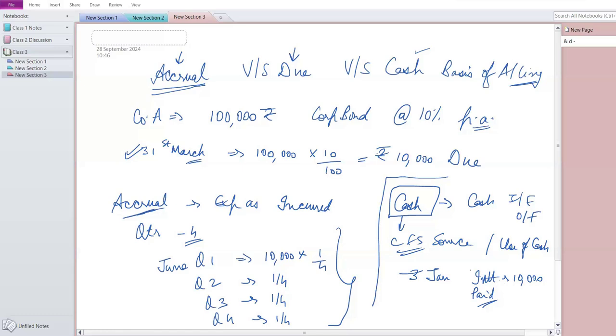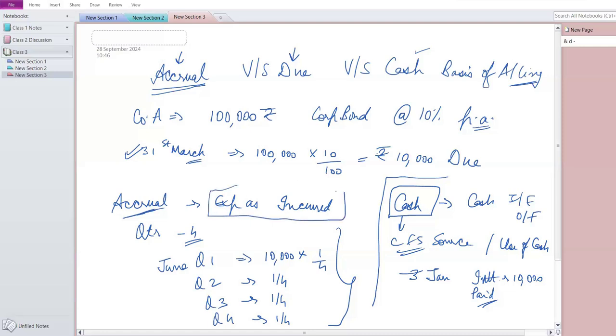But yeah, the cash basis is completely different from what is followed in terms of accrual and due basis of accounting. Cash only and only focuses on when we are receiving the cash and when we are paying the cash, while our accrual basis of accounting is solely on the basis of please expense it as and when it is incurred.